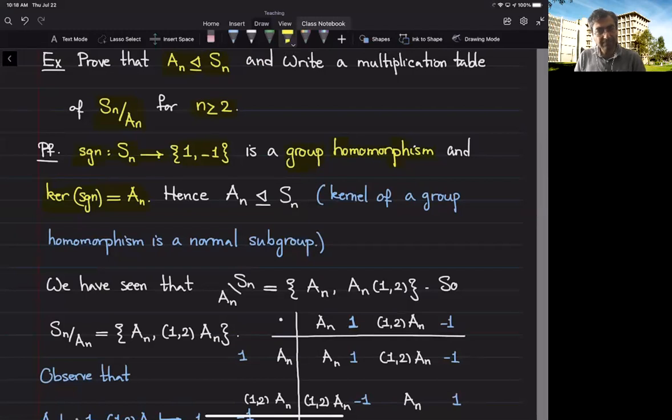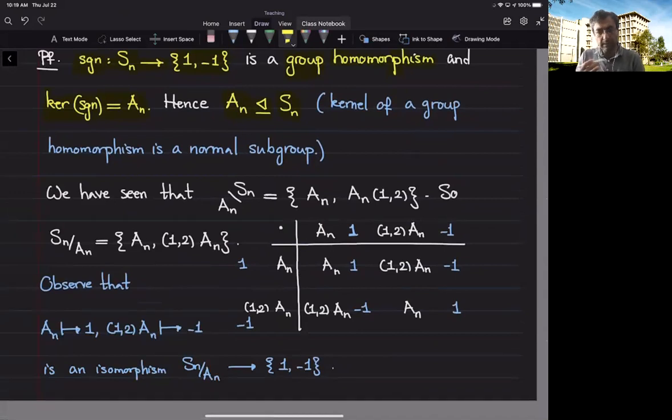Now, we have proved that the kernel of every group homomorphism is a normal subgroup. From that, we can deduce that the alternating group is a normal subgroup of the symmetric group. I could also argue that we've seen the index of A_n inside S_n to be 2, and we proved that every subgroup of index 2 is normal. So these are two different ways of proving that the alternating group is a normal subgroup of the symmetric group.